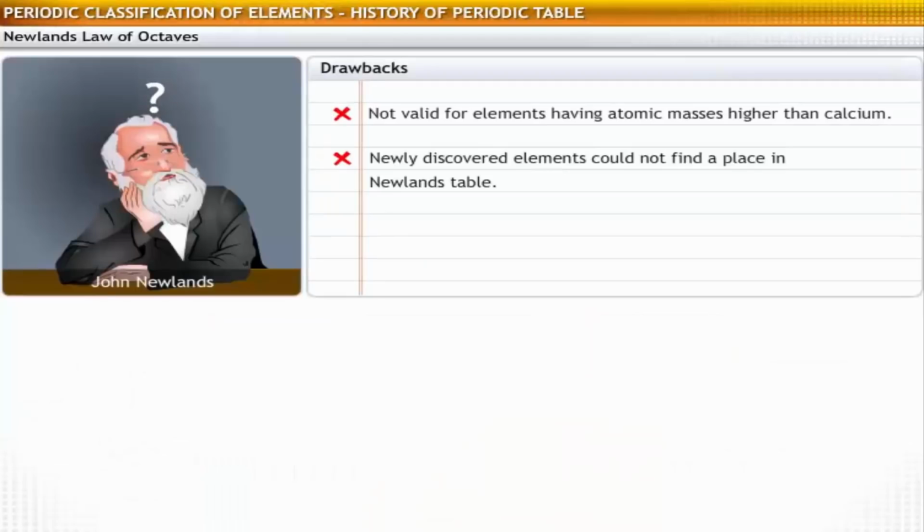However, Newlands' law of octaves failed because it was not valid for elements of atomic masses higher than calcium. Newly discovered elements could not find a place in Newlands' table.